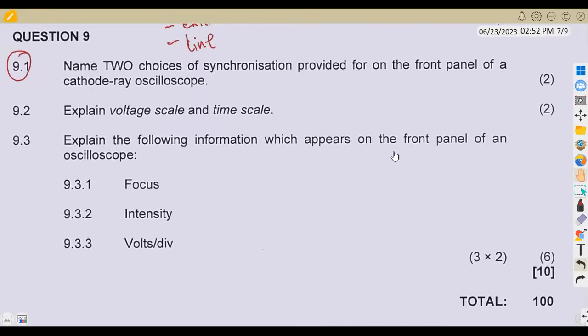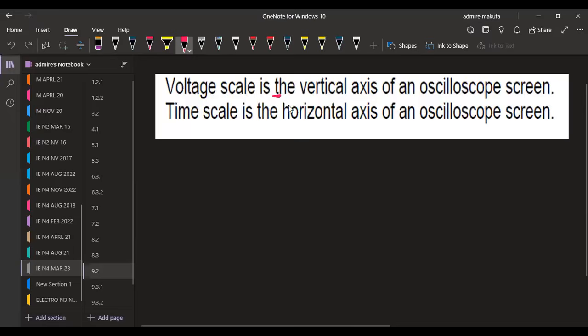9.2, explain voltage scale and time scale. We are not asked the difference, we are just asked to explain them. A voltage scale is the vertical axis of an oscilloscope screen. The time scale is the horizontal axis of an oscilloscope screen. So when you are looking at a screen, the horizontal axis is your time scale. The voltage scale is taken from the vertical in this case. All right, so this is what we had.